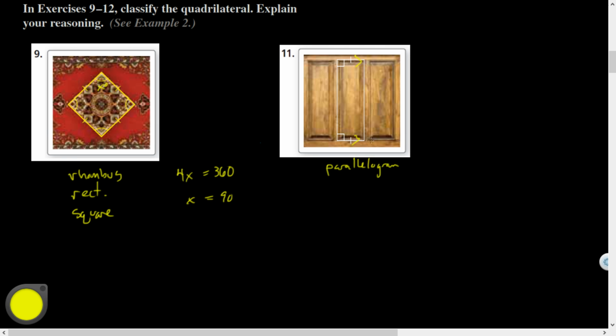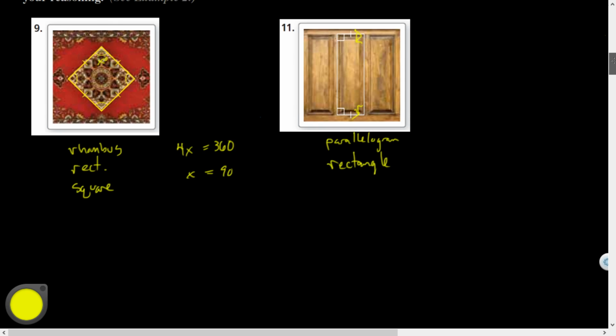Since it's a parallelogram, I know that consecutive angles will add up to 180. So this 90-degree angle and this 90-degree angle clearly do. And this 90-degree angle and this unknown angle have to add up to 180. So these are actually both going to be 90-degree angles as well, putting us in the family of rectangle. You guys agree, disagree? All right, I like that problem.